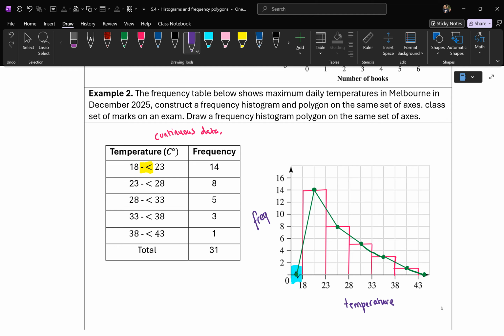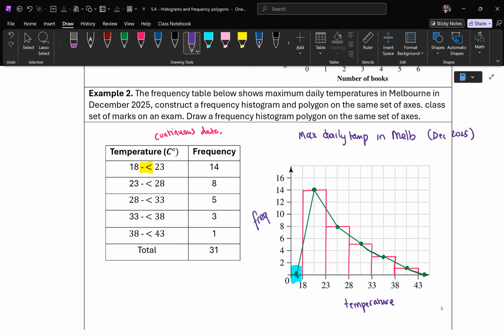So in this case here, it shows the maximum daily temperatures in Melbourne in December. So you should say here something along the lines of max daily temp or temperature in Melbourne. That's good enough unless you want to write December as well. That's a very detailed title. But regardless, now someone looks at this and says, oh yeah, all this represents daily temperatures in December, specifically in Melbourne.